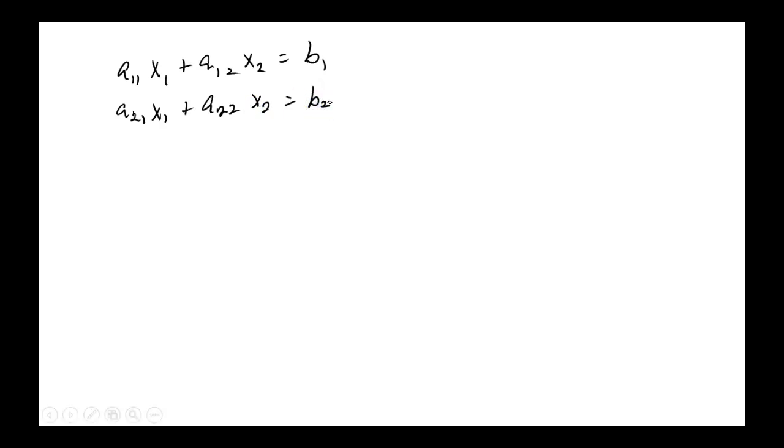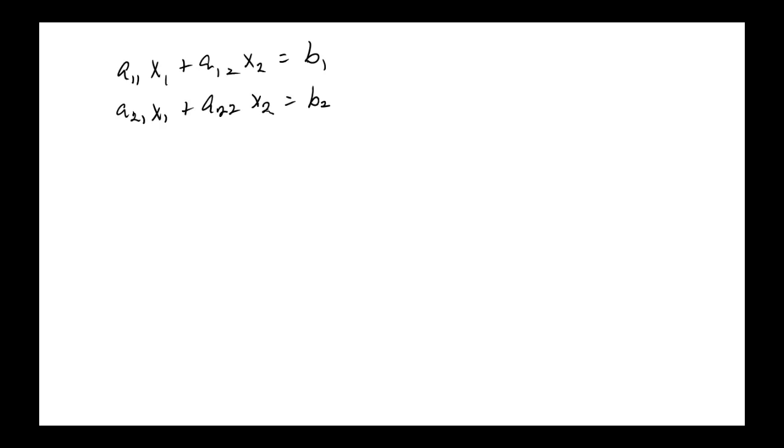So let's get a very generic expression of a two-by-two system. A sub 1,1 x1 plus a sub 1,2 x2 is equal to b1. A sub 2,1 x1 plus a sub 2,2 x2 is equal to b2. Simple, a system of two equations, two unknowns. Okay?